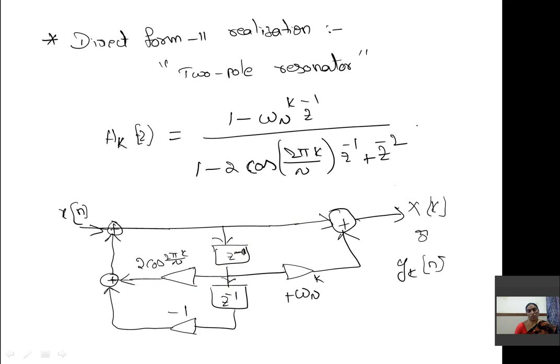So here we developed the single pole resonator system function, and we drew the realization structure for the two pole resonator. We have not concentrated on the proof for this. Just take it directly, remember this formula and then draw the structure. Okay, right, this is the Goertzel algorithm. Okay, thank you.